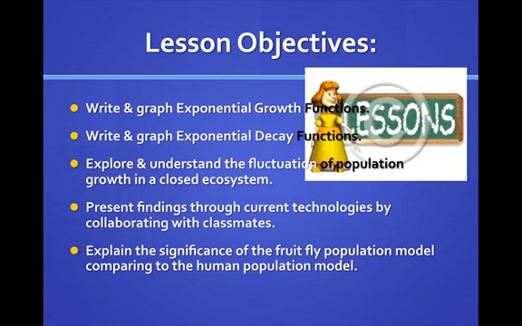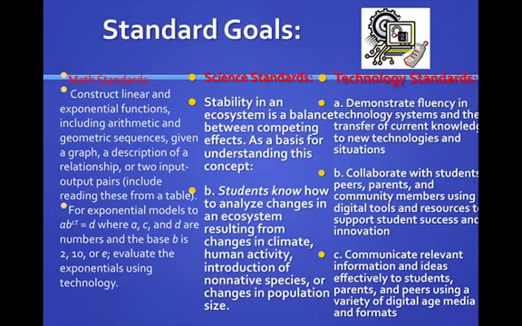Some of the specific objectives that we'll be working on are: write and graph exponential growth functions, write and graph exponential decay functions, explore and understand the fluctuation of population growth in a closed ecosystem, present findings through current technologies by collaborating with classmates, and also explain the significance of the fruit fly population model compared to the human population model. So, as you can see, these goals are more specific. They will apply to just one lesson.